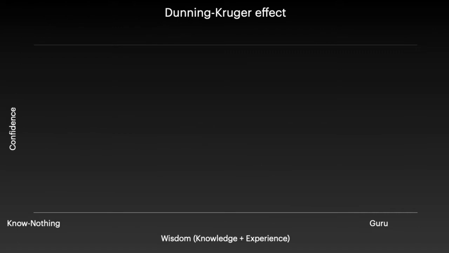Now, I don't know if you've ever heard of the Dunning-Kruger effect, but basically it's a chart that says how confident somebody is from knowing nothing about a subject matter to being a guru on a subject matter. You know, based on their wisdom, their knowledge plus their experience, what changes in their confidence? And the typical Dunning-Kruger graph says that you go from knowing nothing about a topic subject to knowing a little bit. And once you know a little bit, your confidence shoots straight up.